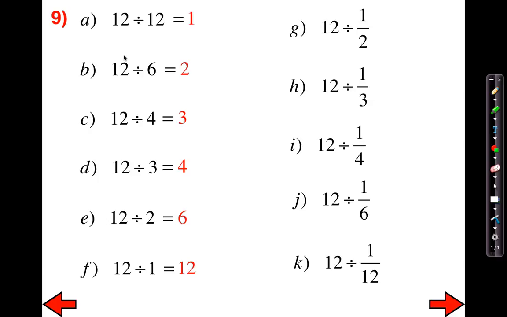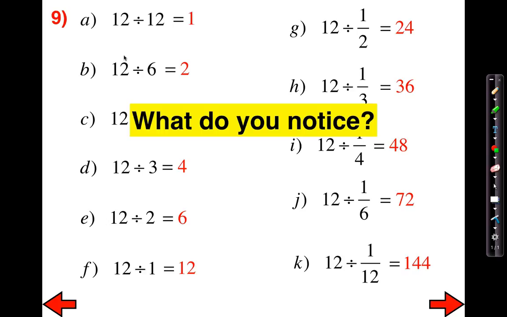Now, 12 divided by a half is actually 24. 12 divided by 1/3 is 36. 12 divided by 1/4 is 48. 12 divided by 1/6 is 72. And 12 divided by 1/12 is 144. What did you notice?